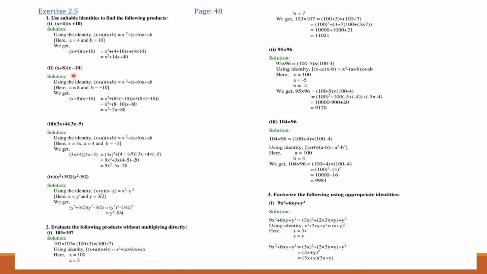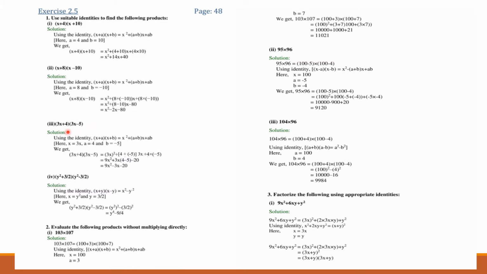Now have a look at the second part. What is the difference between the first and second parts? Here a is positive but b is negative. A is 8 and b is minus 10. When we put the value, instead of 10 we put minus 10, so it is 8 into minus 10. So here we find the change in our question.